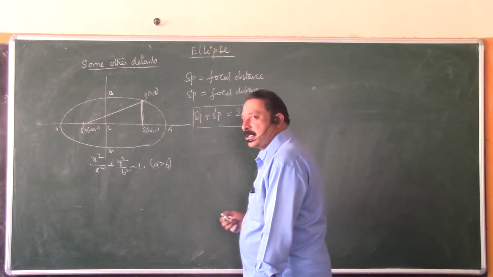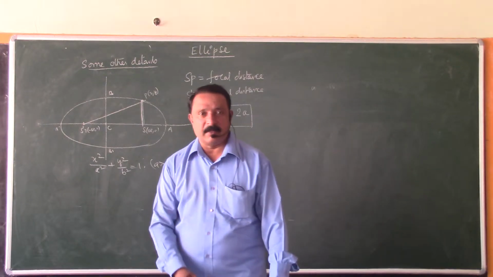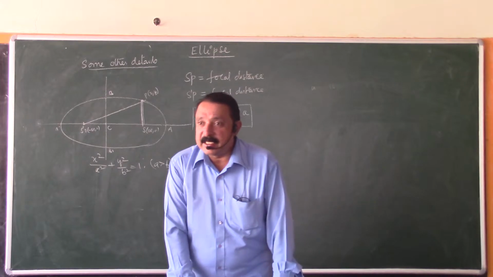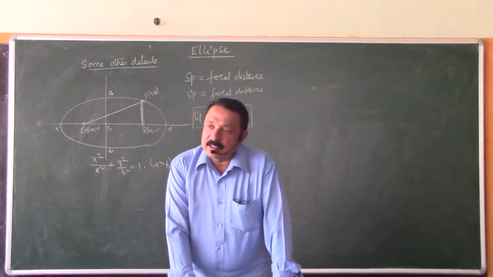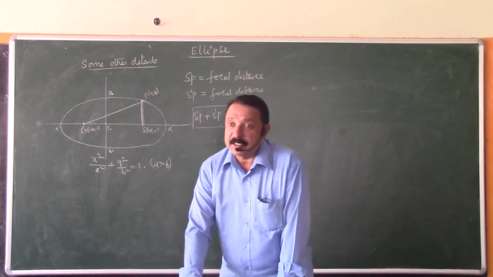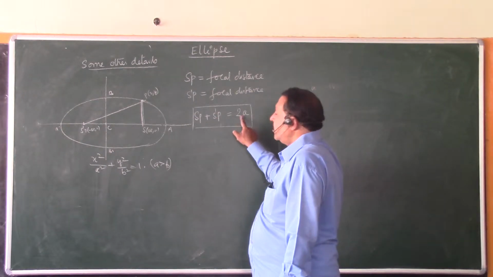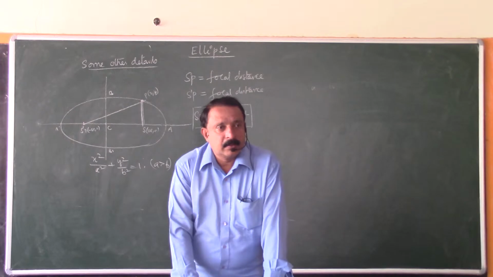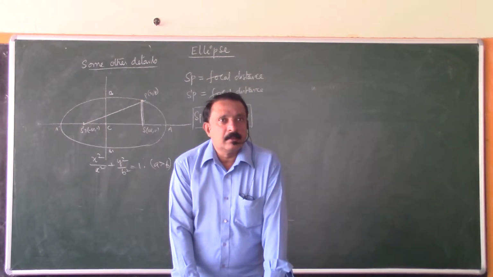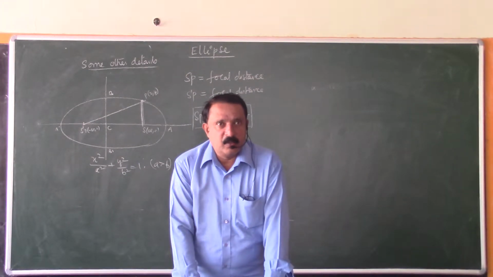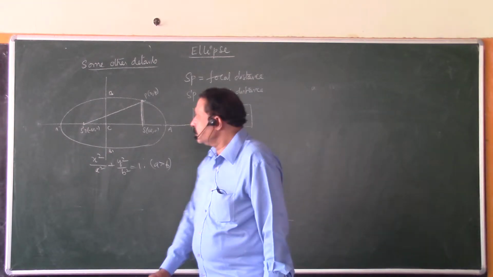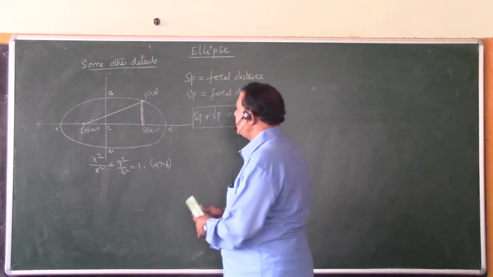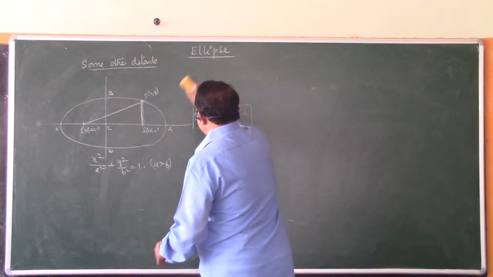And for the ellipse x square by a square plus y square by b square equals 1, where a is less than b, what is the sum of the focal distances? SP plus S dash P will be equal to 2b. One second, and let me tell you one more thing. This is about the focal distance.